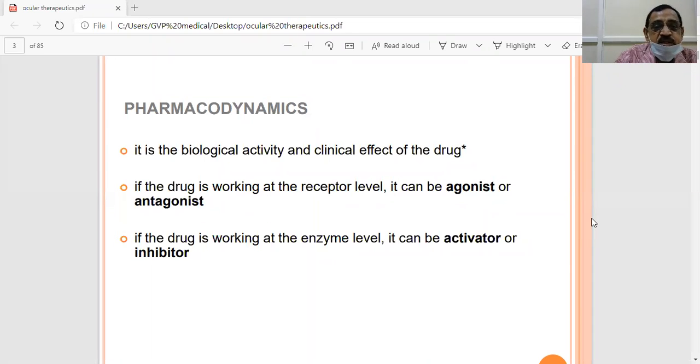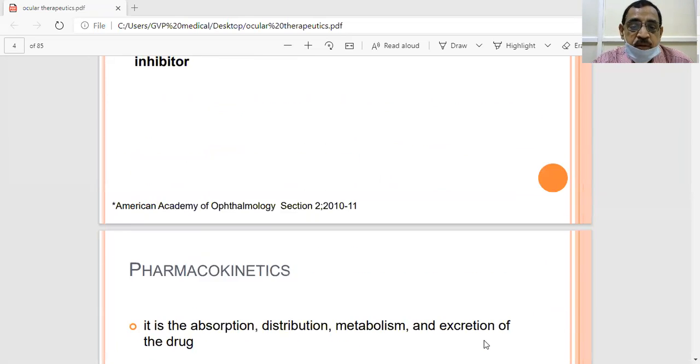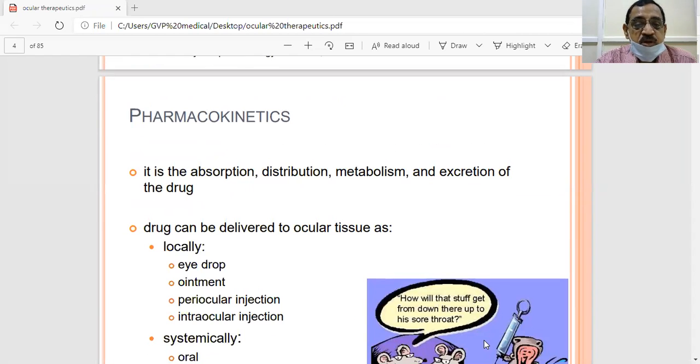So we have already seen the pharmacodynamics of the drugs used in ocular diseases. It is nothing but the biological activity and clinical effect of the drug. If the drug is working at the receptor level, it can be an agonist or an antagonist. If the drug is working at the enzyme level, it can be an activator or inhibitor. And we have also seen the pharmacokinetics, it is the absorption, distribution, metabolism, and excretion of the drug from the body.